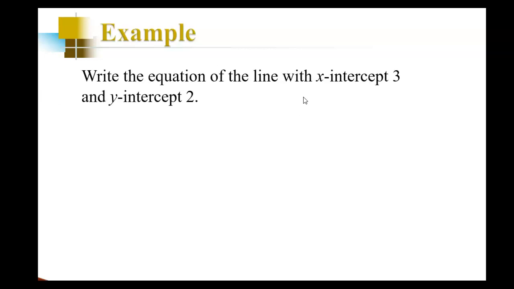Okay. Write the equation of the line with x-intercept 3 and y-intercept 2. So now you have x-intercept 3 and y-intercept 2.